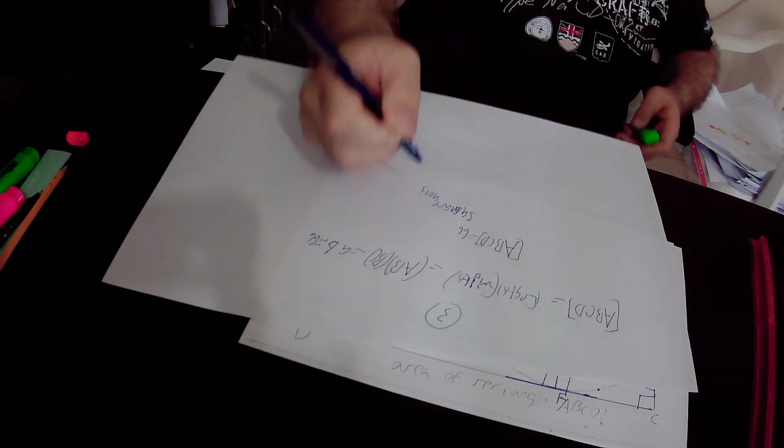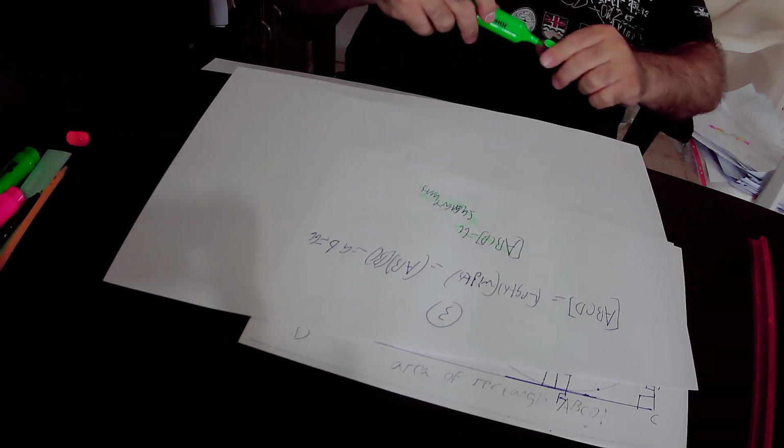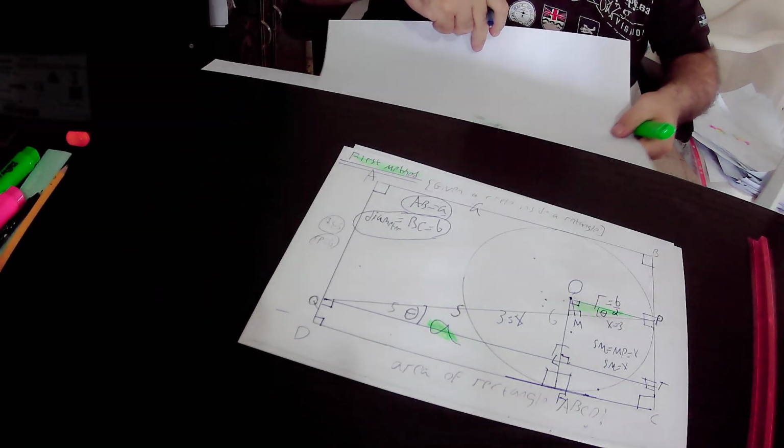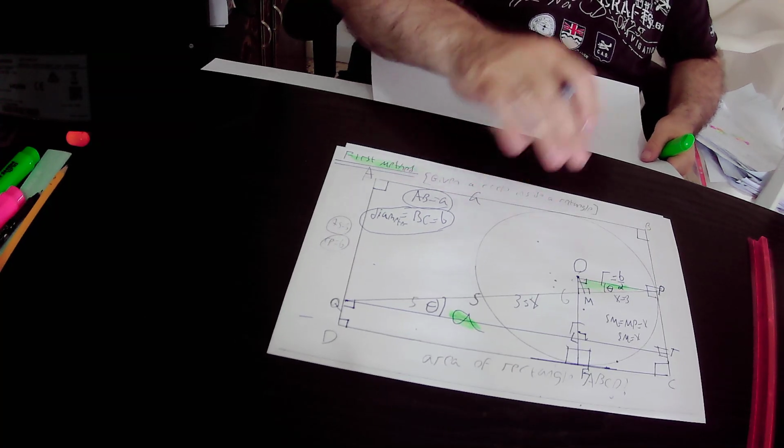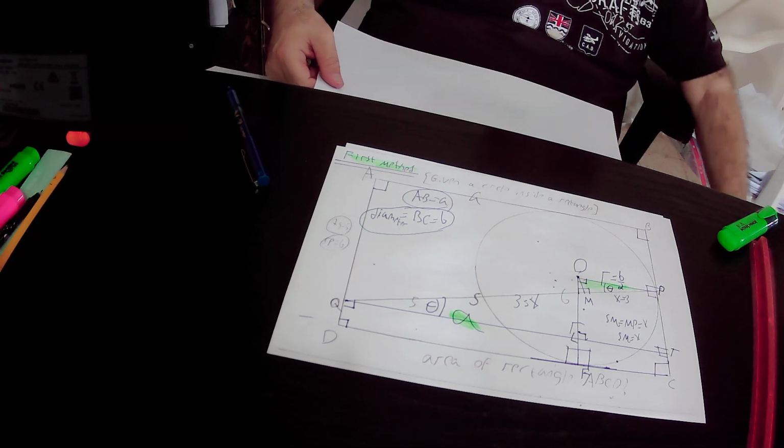So we finished the first method. In the next step, I present to you a second way or method to find out the area of this rectangle ABCD.